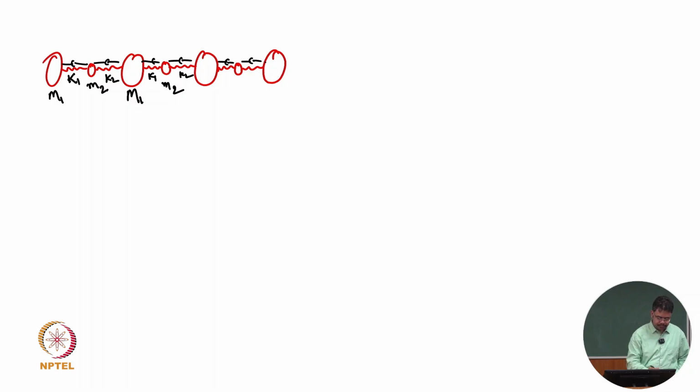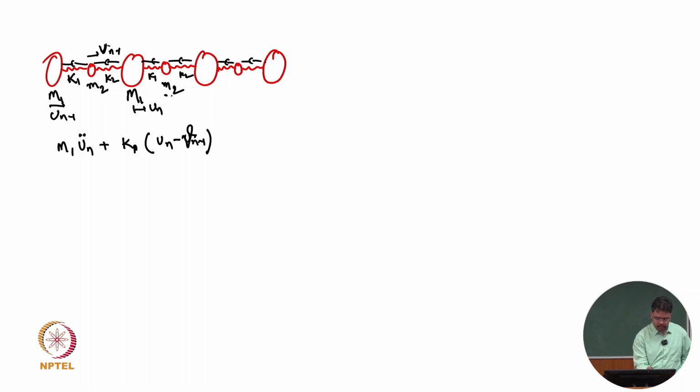So how can we write? We can write for M1: M1 u n double dot plus K1 into u n minus v n minus 1, plus K2 into u n minus v n.